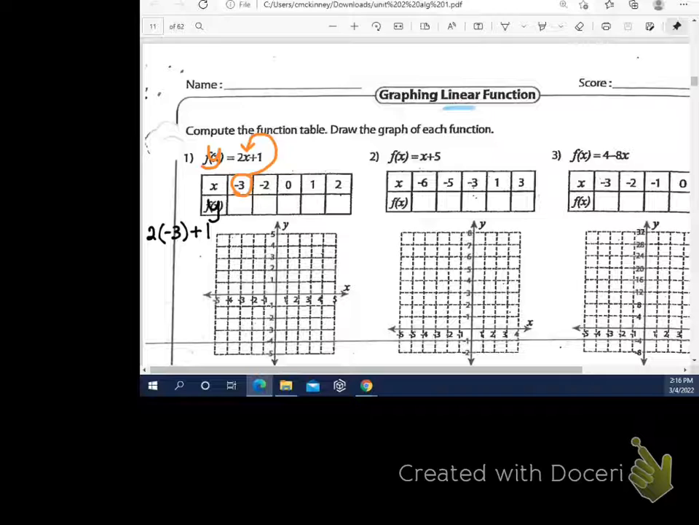This is what we're doing. 2 times -3 plus 1. So 2 times -3, that's -6, plus 1 is -5. Or I could have simply typed it in the calculator or ran through that arithmetic in my head. That -5, that's the output. That's going to go down here below -3. So when x is -3, y is -5.